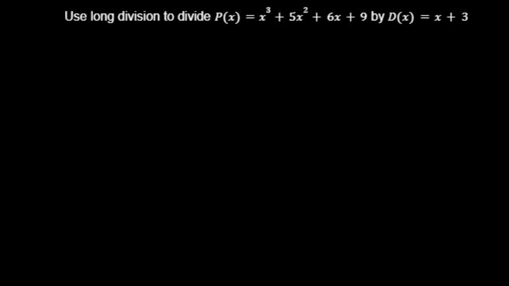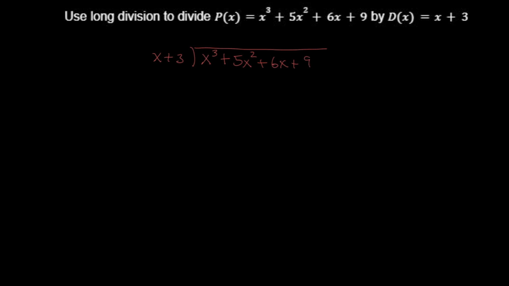In this example, we're going to be using long division to divide the polynomial p of x by this polynomial d of x. So, first we're going to have to set it up. We're going to use the division bar symbol. We'll have our divisor, the x plus 3, out in front, and our dividend, x to the third plus 5x squared plus 6x plus 9 underneath.